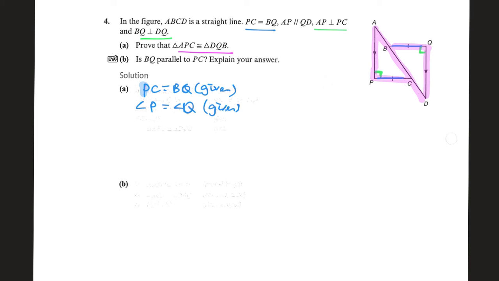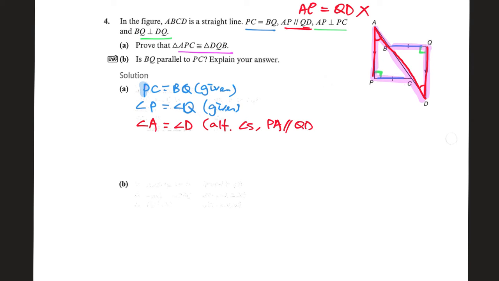So that's why I start looking at the red one, because AP parallel to QD is the information we haven't used yet. But please do note that it doesn't mean that AP is QD. This is a wrong concept, because parallel is talking about parallel, not about the length. But parallel itself gives us very important information, because can you see that PA and QD are connected by AD. So as a result, you can see a big Z there, which means angle A and angle D are equal to each other, because of alternate angles, PA is parallel to QD.